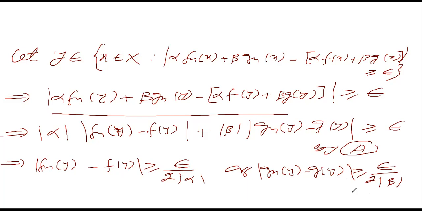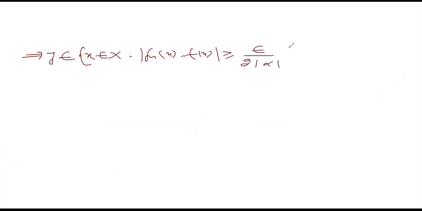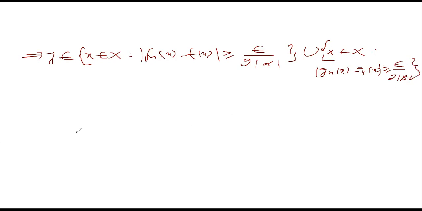Which implies that y belongs to the set of x belonging to X such that mod of f_n x minus f x is greater or equal to epsilon divided by twice mod of alpha, union, because either this holds, or the set of x belonging to X such that mod of g_n x minus g of x is greater or equal to epsilon divided by twice mod of beta. So that means this inclusion holds.